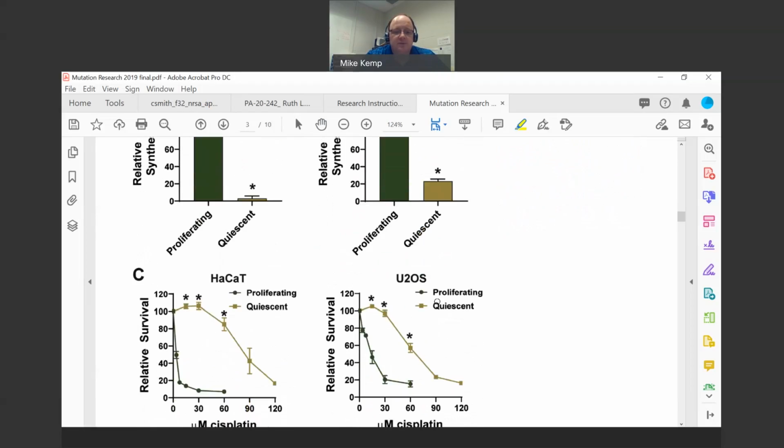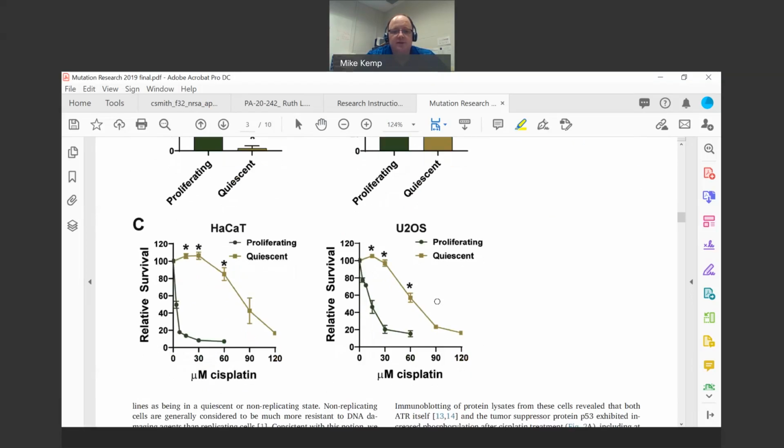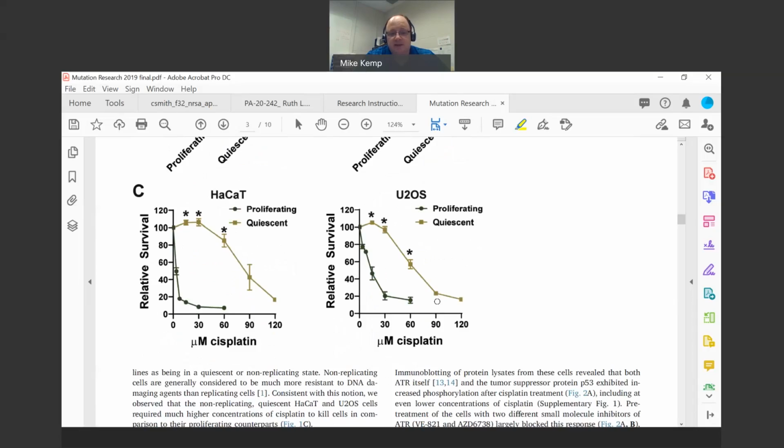So we now wanted to simply compare the sensitivity of quiescent and proliferating cells to cisplatin. So both HaCaT cells and U2OS cells, essentially we took these cells in these two different growth states, and then exposed them to increasing doses of cisplatin. And these results are consistent with what other people have shown in other cell lines over the years. The quiescent cells tend to be quite resistant, actually, to the cisplatin. And this is, I think, consistent with what we would expect in terms of why we use drugs like cisplatin for cancer therapy. Cancer cells are typically thought of in terms of a rapidly growing state.